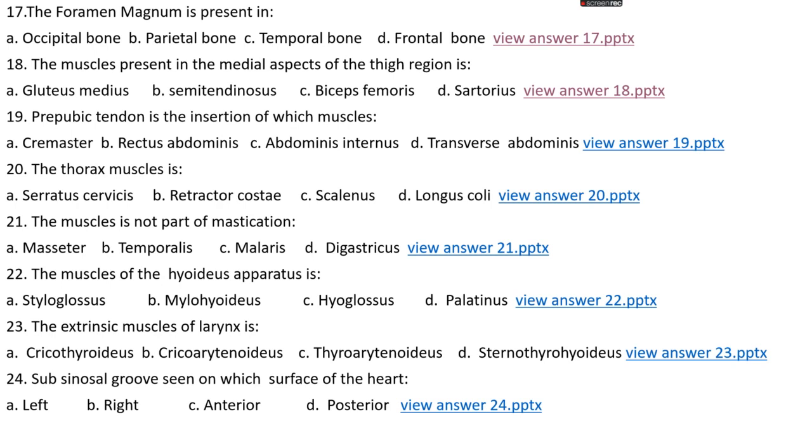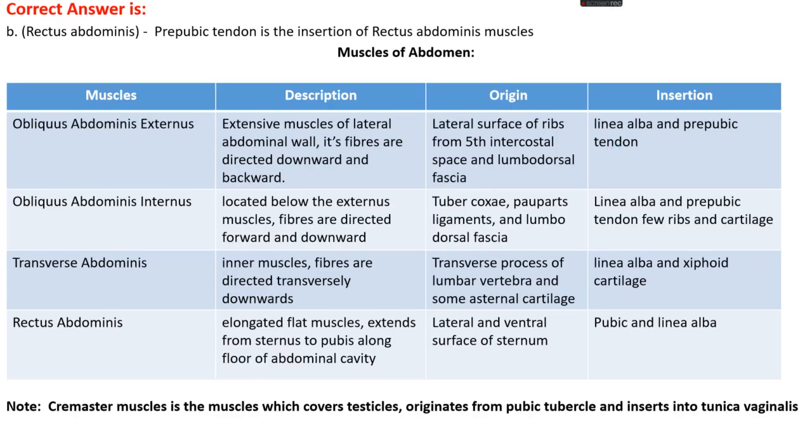Question number 19. Prepubic tendon is the insertion of which muscle? Option A, cremaster muscle. Option B, rectus abdominis. Option C, obliquus abdominis internus. Option D, transverse abdominis. The right answer is option B, rectus abdominis. Prepubic tendon is the insertion of the rectus abdominis muscle.